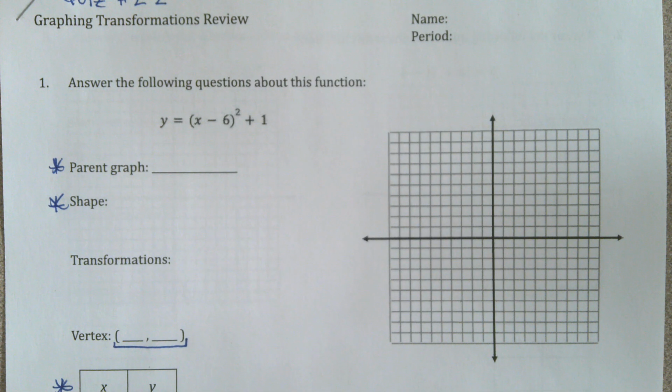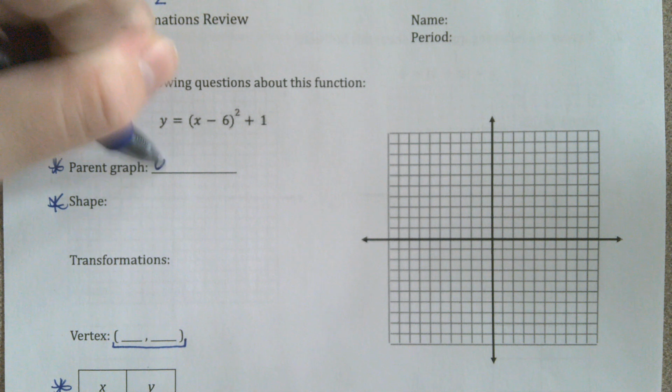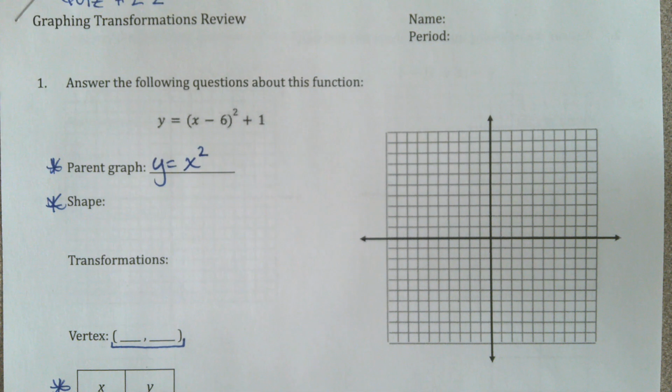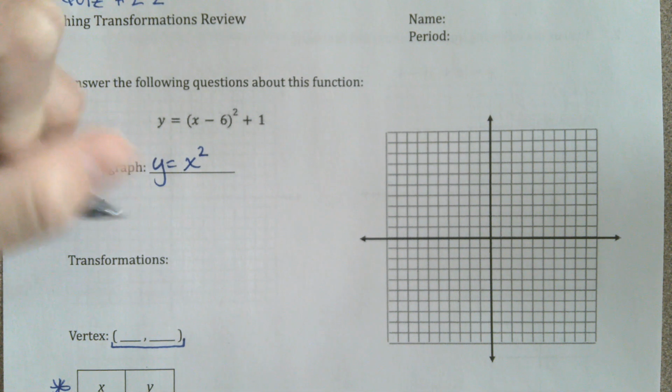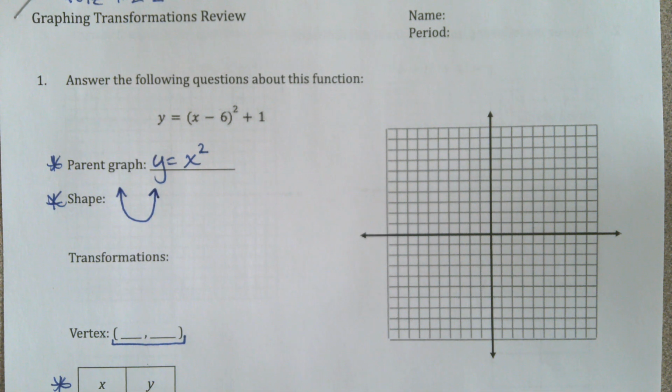So the first thing you want to ask yourself when you're graphing is, what does the parent graph look like? The parent graph is just the squared, so y equals x squared. We call this a quadratic, and it has a U shape. It's very important to know what shape you're going to be drawing, because if you graph it and it doesn't look like that, that means you made a mistake.